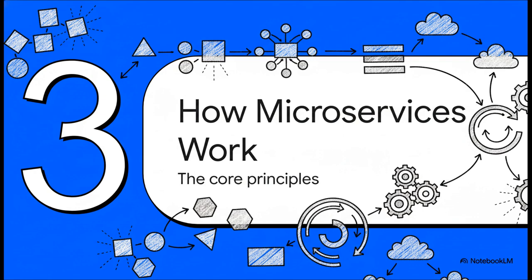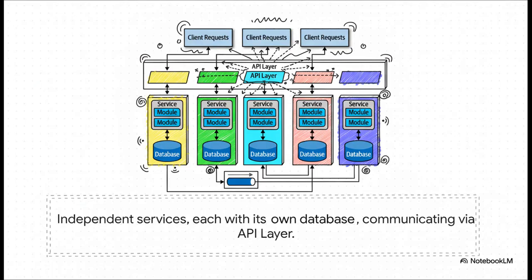All right, so we've seen the what. Now let's get into the how. How do all these independent little pieces actually come together to form a working application? So check this out. This diagram lays out the entire structure for us. At the very top, you've got client requests. That's you using the app on your phone.